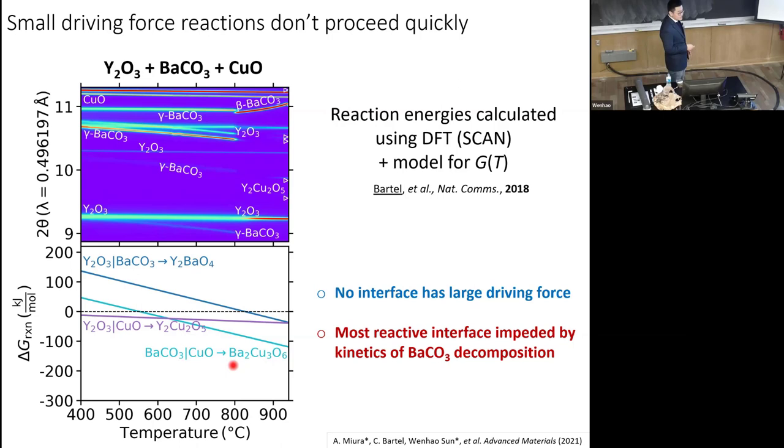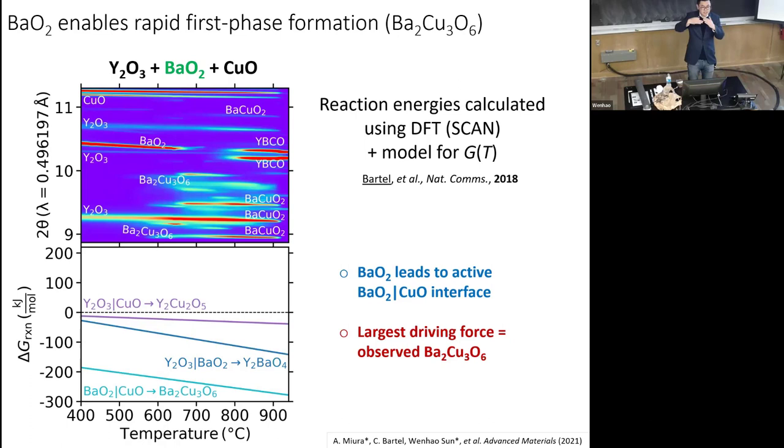When I switch to barium peroxide, which is a fairly unstable precursor, I'm starting from a high energy point, right? So barium peroxide and copper oxide will evolve very quickly to form barium copper oxide. And then this will react with yttrium oxide and form YBCO, not in 4 hours, but in 30 minutes, okay? And I think that's pretty cool.